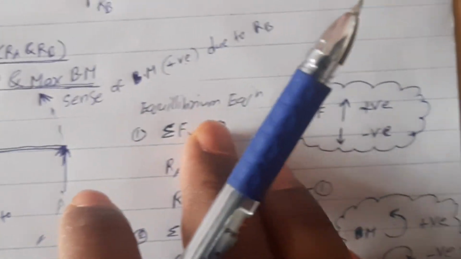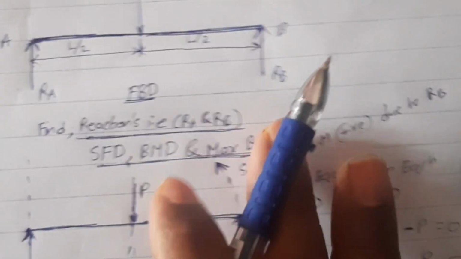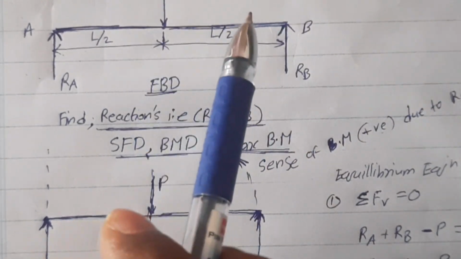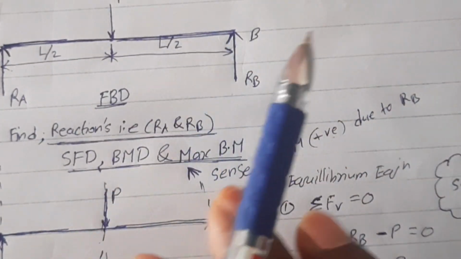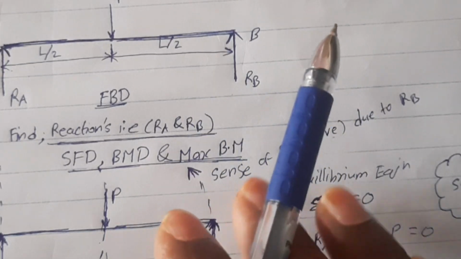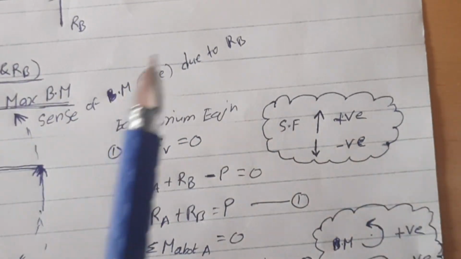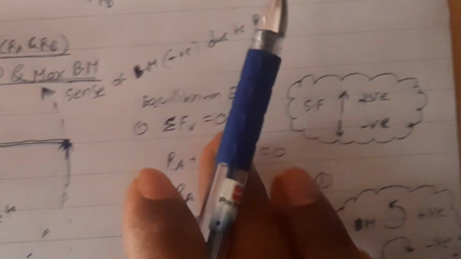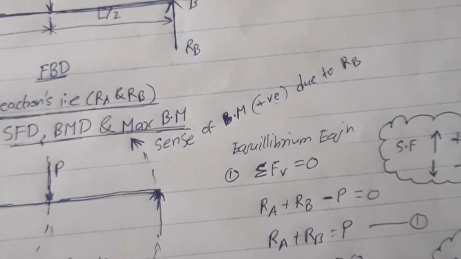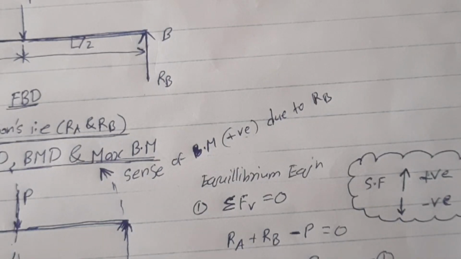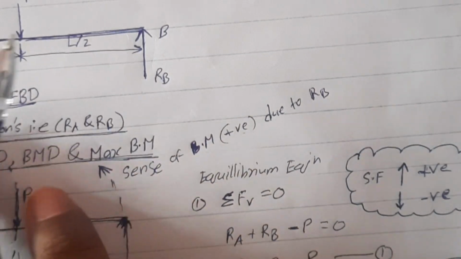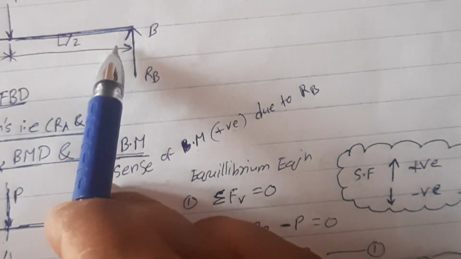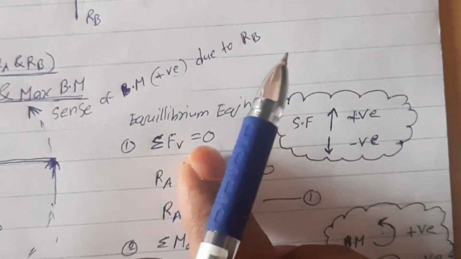First, in this given problem, we don't know Ra and Rb. We have to find the reactions first. This is the first and foremost step we have to perform. To find the reactions, we need the equilibrium equations, which give the reaction forces. We can find the reactions of the beam by using the equilibrium equations.